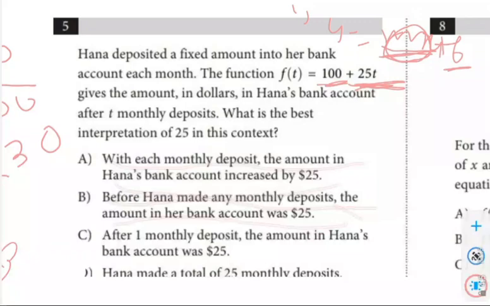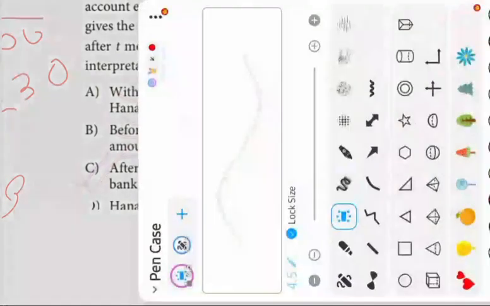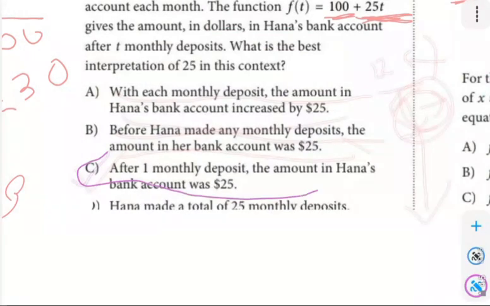After one monthly deposit, the amount in Hannah's bank account was $25. So this is correct because you can say that it represents the change in y upon change in x. So we can see that it's basically 25 upon 1. So whenever x changes by 1, y changes by 25, meaning in every 1 month the amount in Hannah's bank account was 25. So this option is correct according to me, and I hope according to you too.